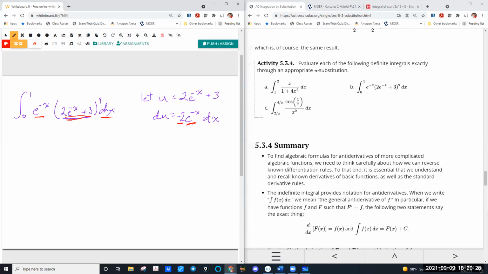The only thing missing is that -2. So I'm going to put the -2 in there because that there, hopefully this isn't getting too messy, that there is my du.